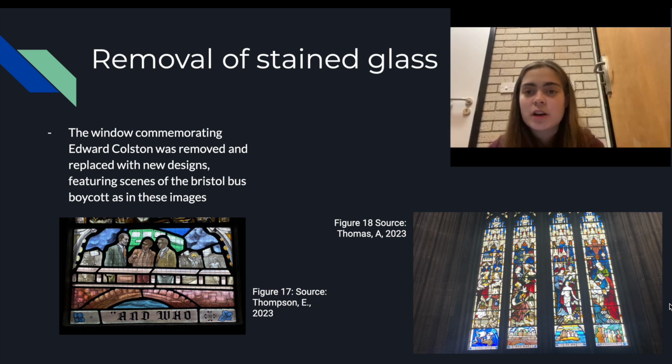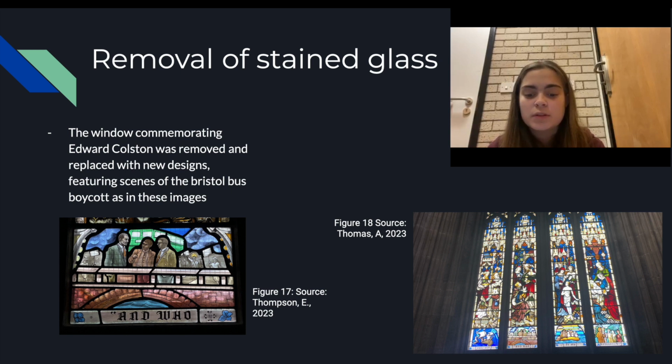As a result, in July 2022, St Mary Redcliffe ran a competition to find designs for stained glass panels to replace the Edward Colston ones, with the aim to show hope in our future, as we found out by reading the signs in the church. A local junior doctor and artist called Elish Swift was selected as the winner, and their designs show the refugee crisis as well as the Bristol bus boycott. Jesus is also presented as multi-ethnic, showing diversity in society.